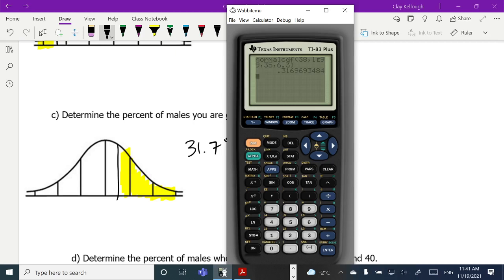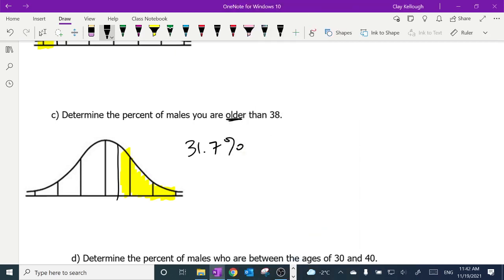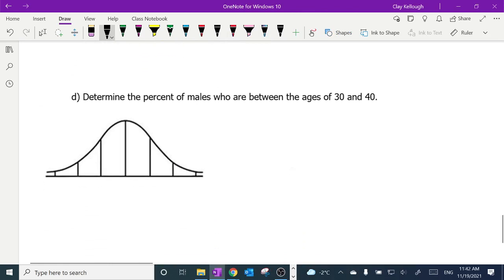Okay, one more. Determine the percent of males who are between 30 and 40. How many 30-somethings are riding motorcycles according to this survey, this data? So this was 35, remember, and the standard deviation was 6.3. So 30 would be maybe around there. And 40, this was 41.3, so 40 would be pretty close to that. So I'm looking for this zone here.